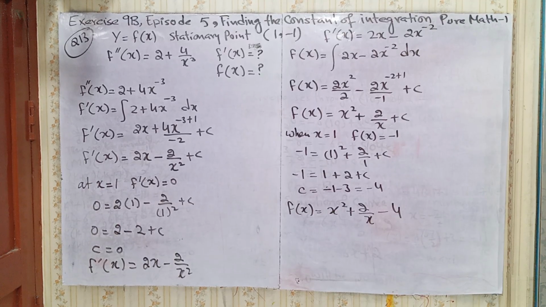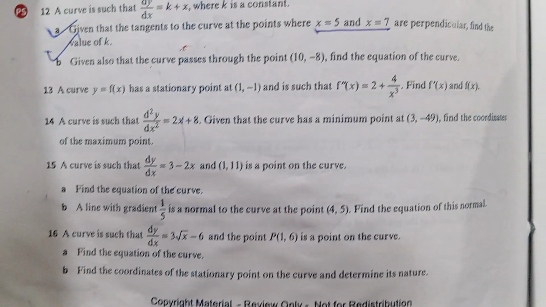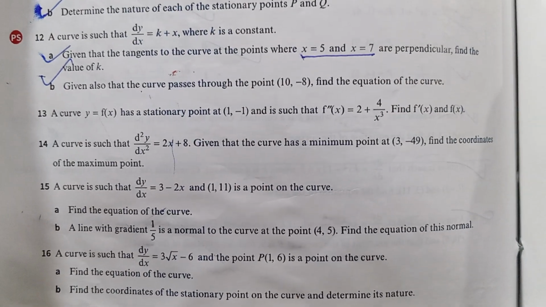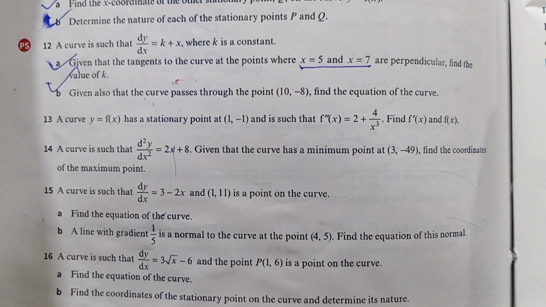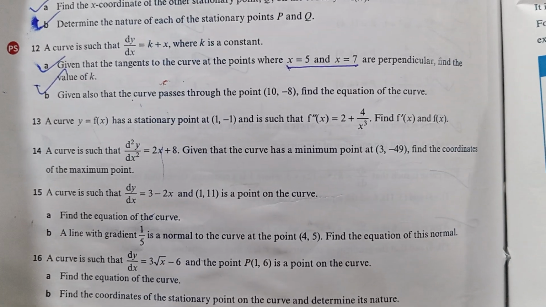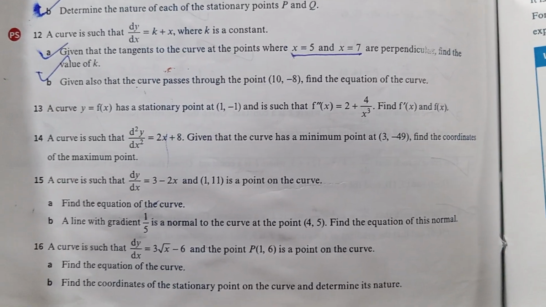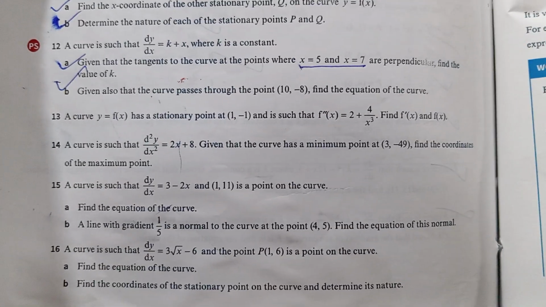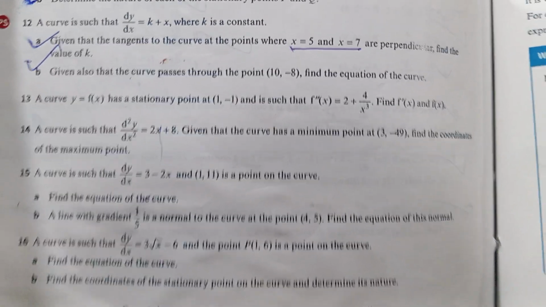So my dear students, now we are working on question number 13 of exercise 9b. Let me show you question number 13 on your screen. It says a curve f of x has a stationary point at (1, -1) and is such that its second derivative is equal to 2 plus 4 by x cube. Find the first derivative and find f of x. So this is question number 13 and we are going to solve it.